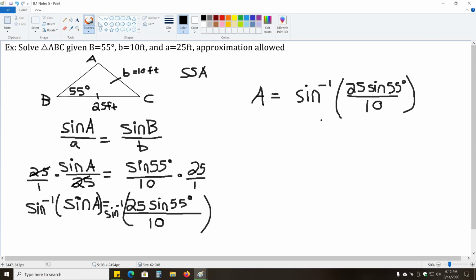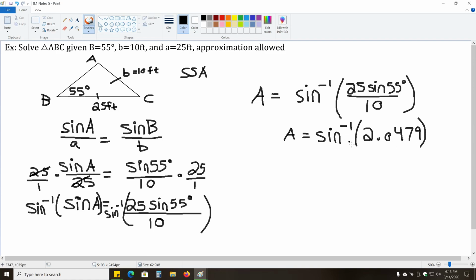And there's actually a good reason for this, and this is why I put that approximation was allowed on this problem. If we ignore this sine inverse and just look at this value, 25 times sine of 55 degrees over 10, then if we plug this into our calculator, while this isn't normally okay to do in an intermediate step before the final answer, it will give us a good idea of what's going on. If we plug this value in, 25 sine of 55 degrees divided by 10, we should get something like 2.0479, somewhere around there.